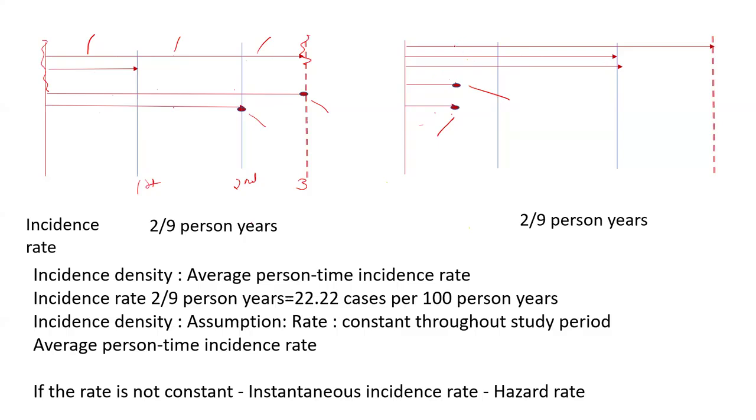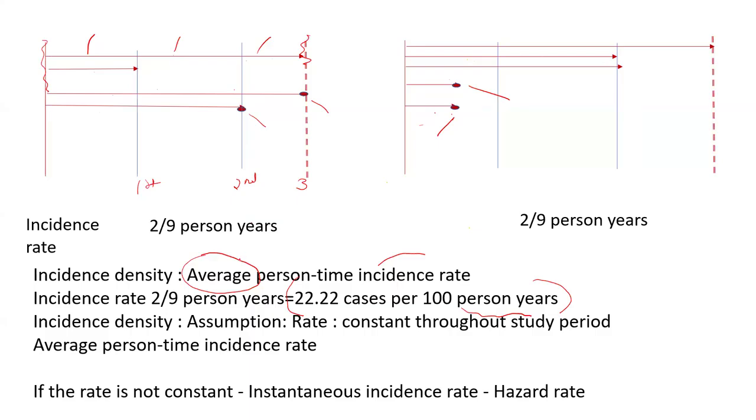On the right hand side, the first person is contributing 3, the second 2, third 2, and these are contributing half years of follow-up. So total, you have 9 years of follow-up. Are you getting me here? And then you have 2 in the numerator, which can be estimated as 22 cases per 100 person years.